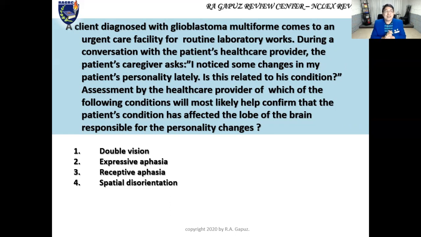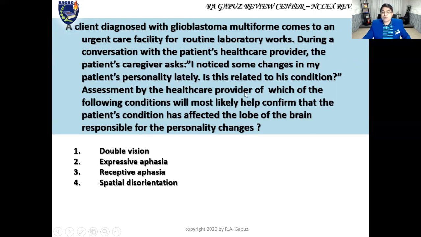Let's get through it. So a client diagnosed with glioblastoma multiforme comes to the urgent care facility for routine laboratory works. During a conversation with the patient's healthcare provider, the patient's caregiver asks, "I noticed some changes in my patient's personality lately." That should ring you a bell. Recall that when we talk about personality, the frontal lobe is the one that is responsible for that. And then the caregiver goes on to ask, is this related to his condition?